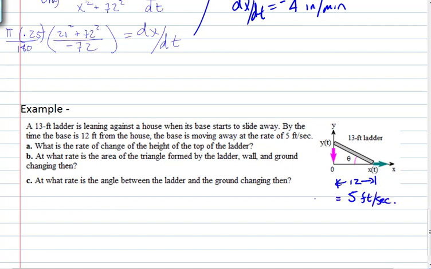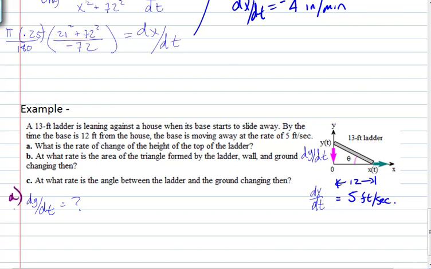Well, guess what that is? That is dx dt. That's an x. Just looking at the picture here. So dx dt is 5. Question A, what is the rate of change of the height of the top of the ladder? So we're looking for dy dt. So we want to know dy dt for question part A.